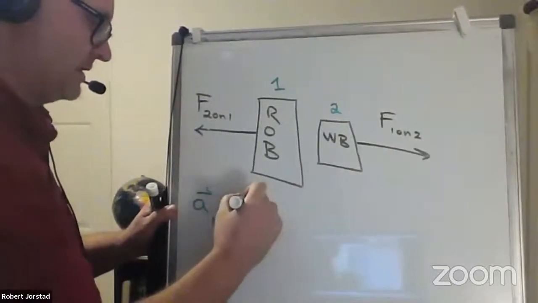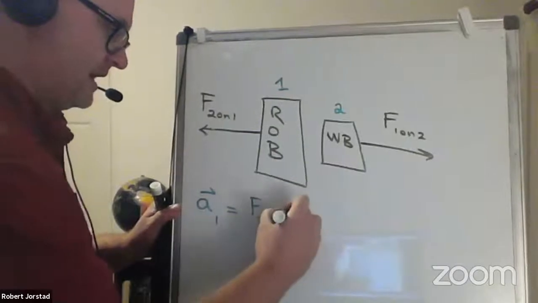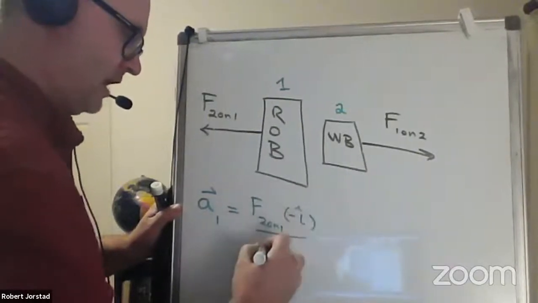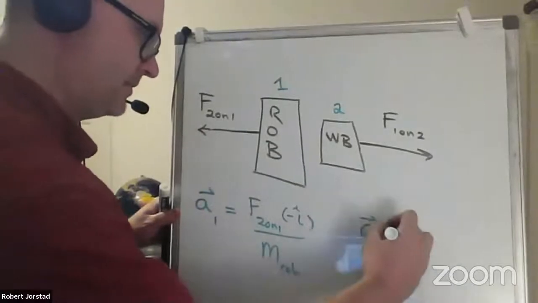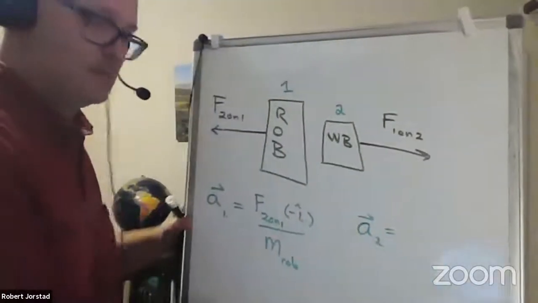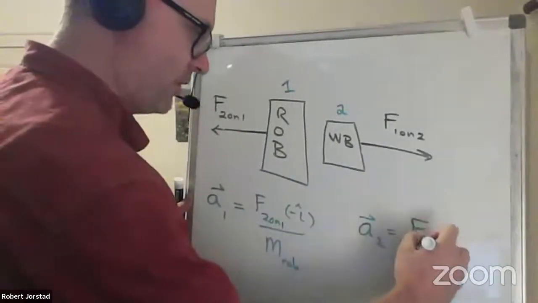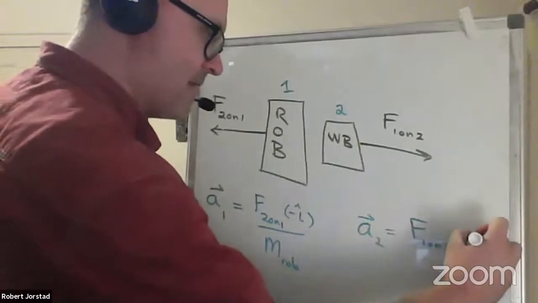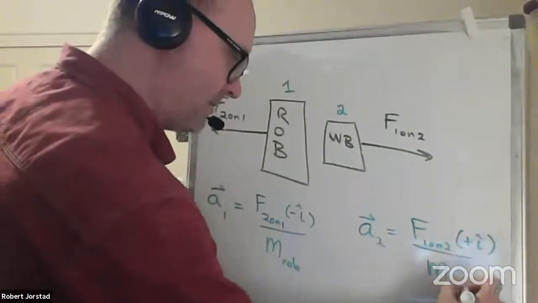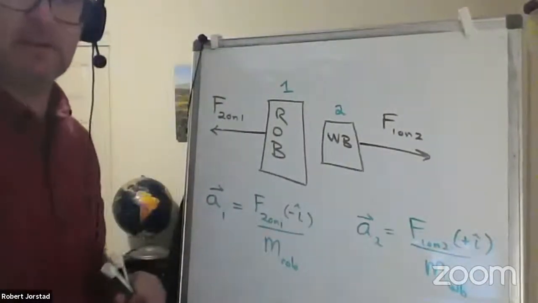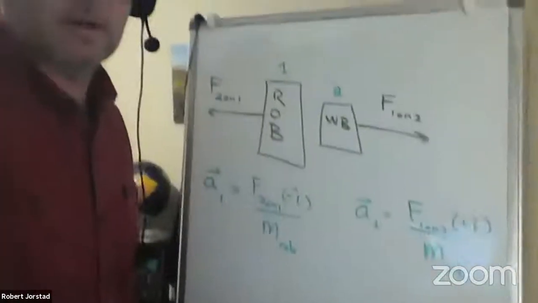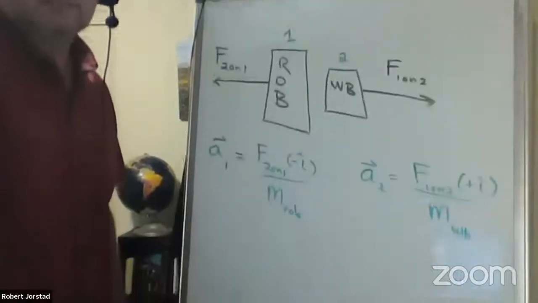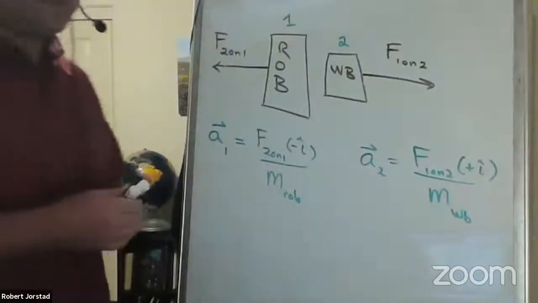We could say there's force two on one in the negative I-hat direction all over the mass of Rob. Whereas the acceleration of two would equal, there's a little glare there. The acceleration of two would be the same size force, one on two, in the positive I-hat divided by the mass of the whiteboard. All right, and so again, there's still a little glare there. Let's just try and turn this a little bit. That's from this one here. All right, whatever. There. All right.